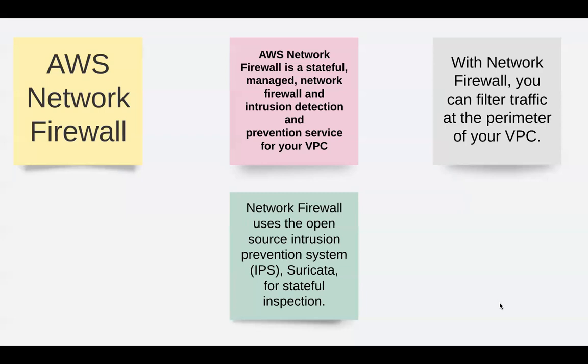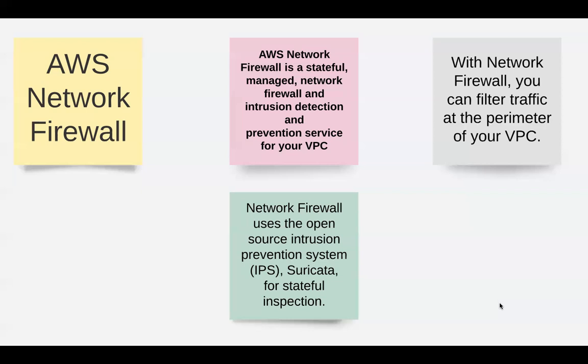So the network firewall is stateful, highly managed and highly available by AWS itself. It's a network firewall, and it also acts as an intrusion detection and prevention service. We would have heard about IPS and IDS related services when we studied cybersecurity in college. So this network firewall is also an intrusion prevention and detection system. It works based on Suricata, which is an open source IPS system for stateful inspection.